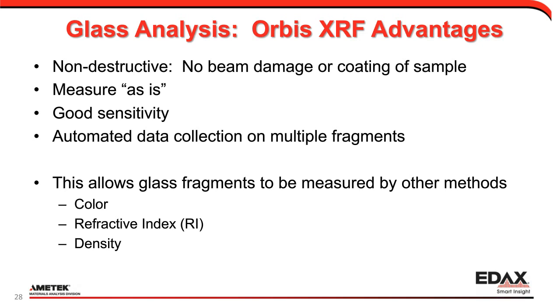Because this sort of analysis is non-destructive, it allows you to first use the Orbis to make measurements on the glass, and then you can decide what other methods you might want to use to measure that glass. For example, you might want to measure color, refractive index, and density to get a full characterization of the glass fragment for later use in comparing, say, fragments found at the crime scene to fragments that might be found on a suspect's clothing.